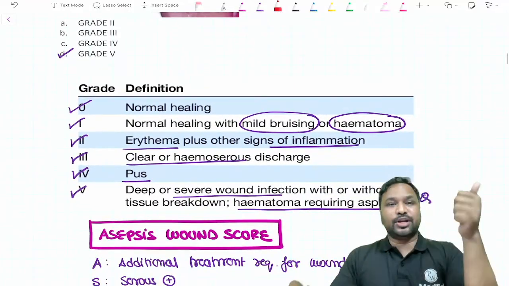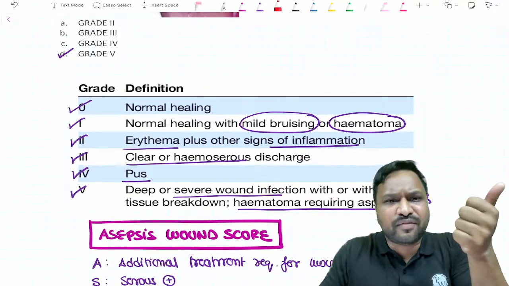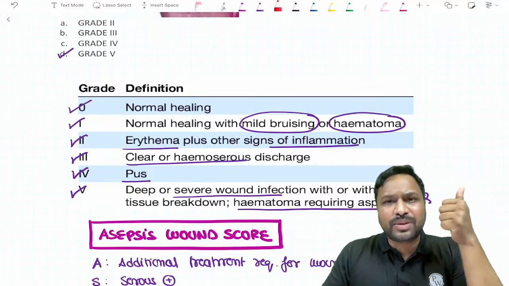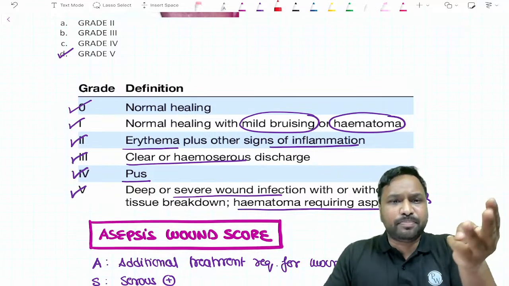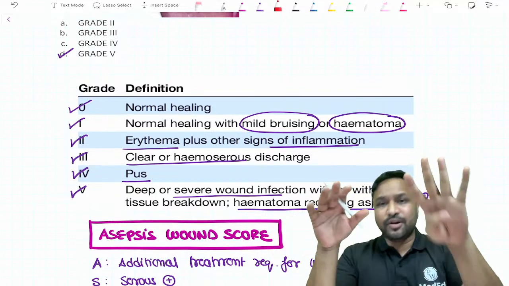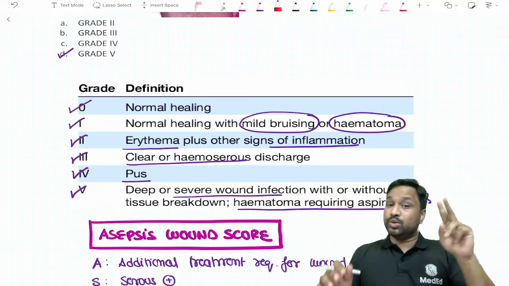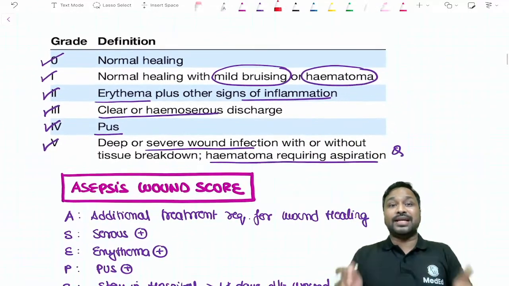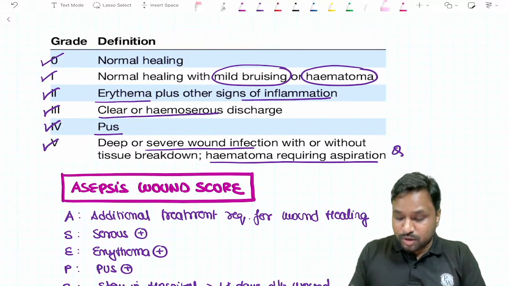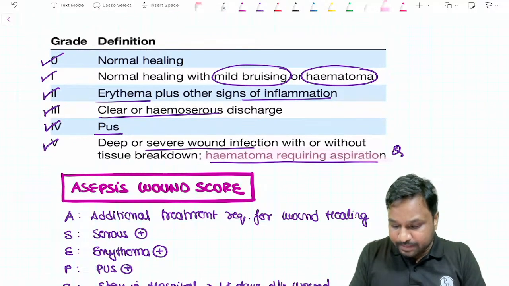What are those grades? Grade 0, normal healing. Grade 1, normal healing with some amount of erythema. Grade 2 is erythema with other signs of inflammation. Grade 3 is clear or hemoserous discharge. Grade 4 is pus. Grade 5, there are 2 things: either a severe wound infection or there's a hematoma requiring aspiration. Do not miss this, guys. This is your exam question.